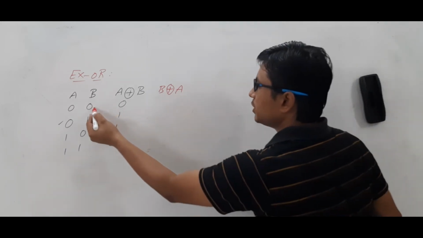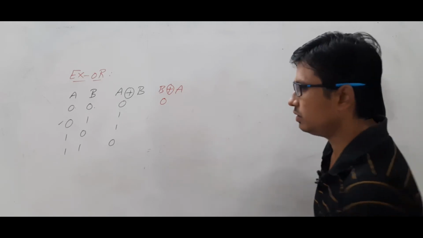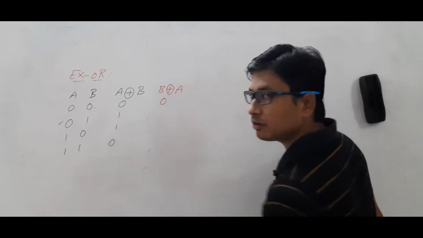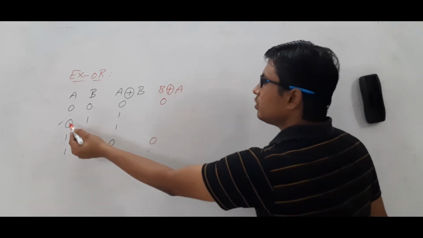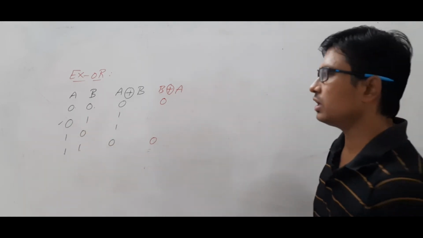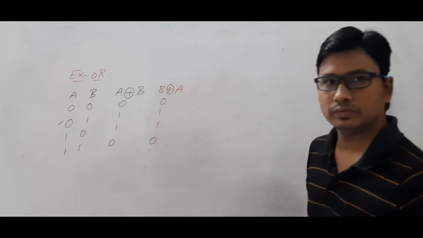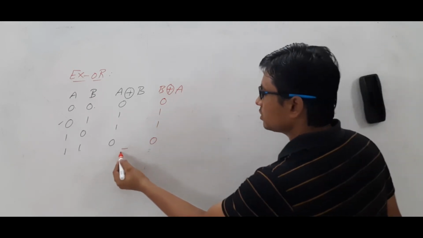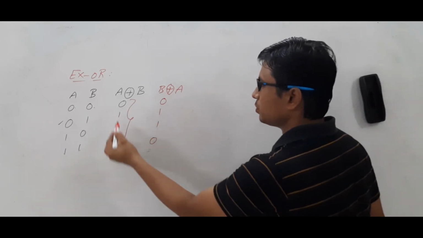So here B value is 0, A value is 0, it produces the output as 0. Here also B value is 1 and A value is 1, this also produces the output as 0. Whenever both the inputs are not equal, exclusive OR produces the output as 1. So both the functions are equal because they are producing the same output.